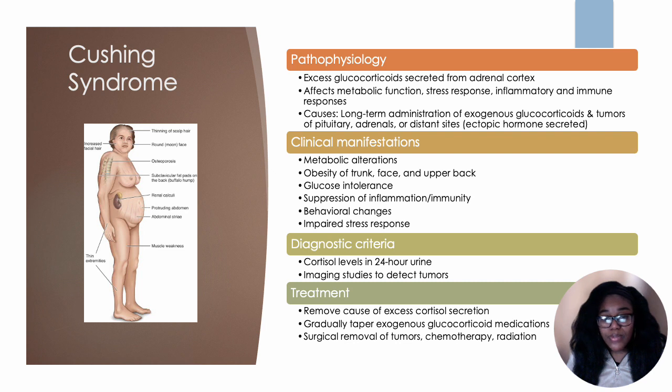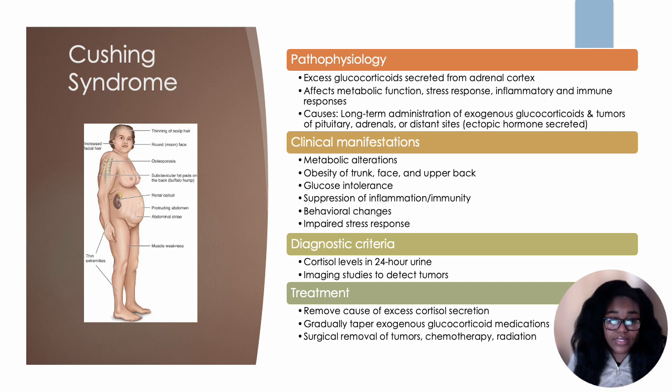The cause is long-term administration of glucocorticosteroids, so that's why when we give you something like prednisone, they give it to you for a short period of time, and if you do have long-term therapy, they have to taper you down from those types of steroids because it could cause an adverse effect such as Cushing's syndrome. You have tumors of the pituitary, adrenals, or you may have even distant sites or ectopic hormone secretions. And again, when we talk about ectopic hormone secretion, that's coming from a tumor cell that's mimicking the functions of other cells, and it's causing the overstimulation or understimulation of this hormone.